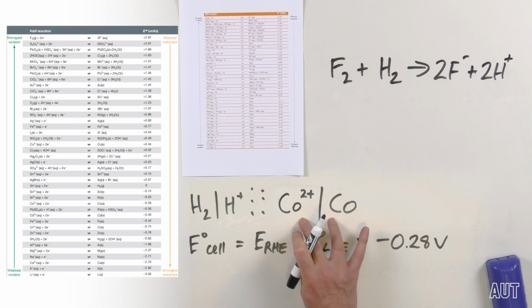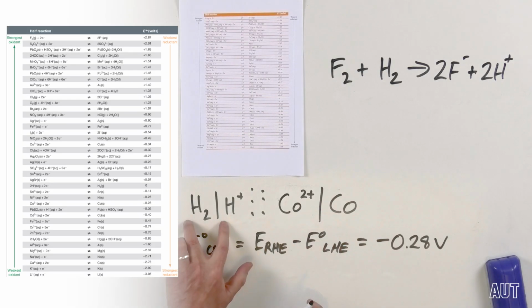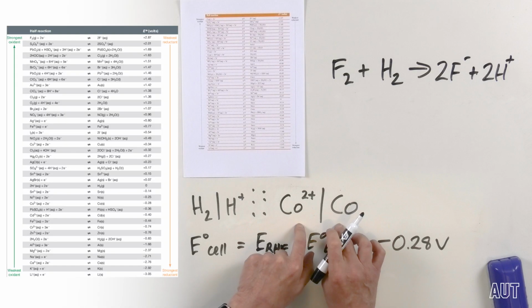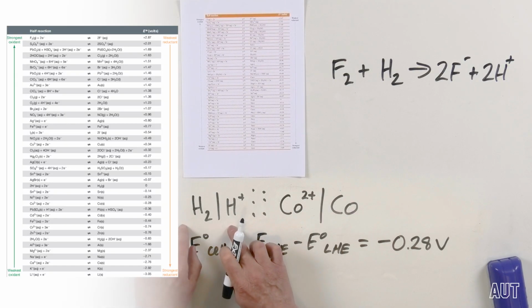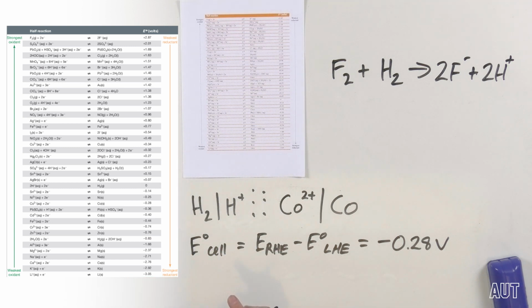Now, we have always assumed, and we always will assume, because that's the way that you do that, that reduction is occurring here at the right-hand electrode and oxidation is occurring at the left-hand electrode, okay? Now, as long as your E-naught is positive, that is true. That reduction is occurring at the right-hand electrode and that oxidation is occurring at the left-hand electrode. But what happens when we get an overall negative value?